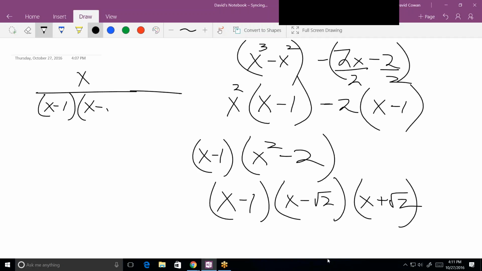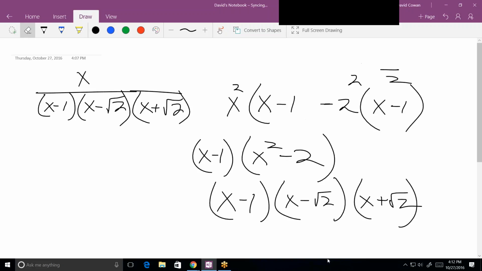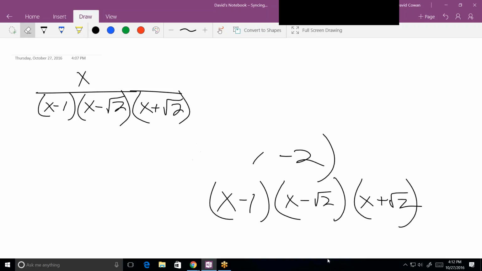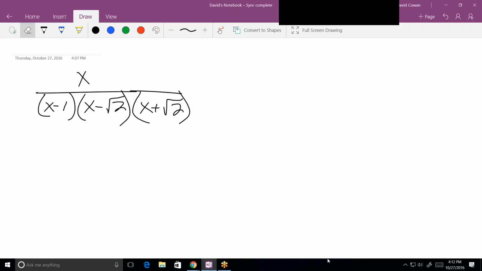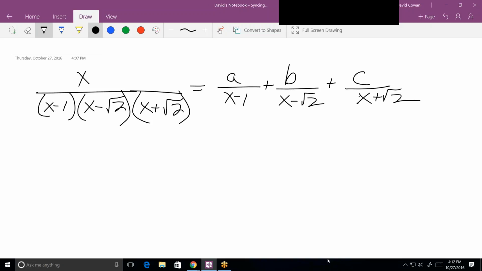And that's going to make things easier because now when I go to do the right side, I won't have to use the bx plus c. You only use that if you're looking at an irreducible quadratic or higher, I suppose. So this thing is going to be equal to a over x minus 1 plus b over x minus root 2 plus c over x plus root 2. In other words, I don't need any x's in my numerator.